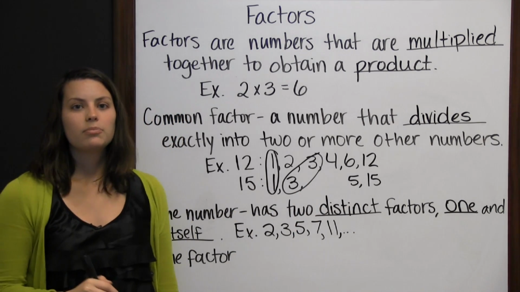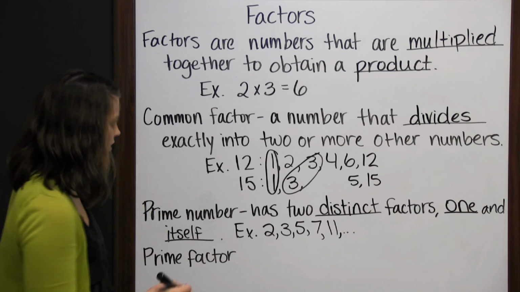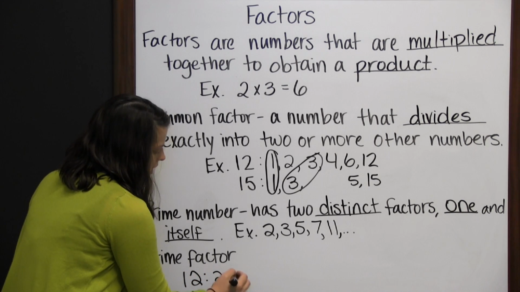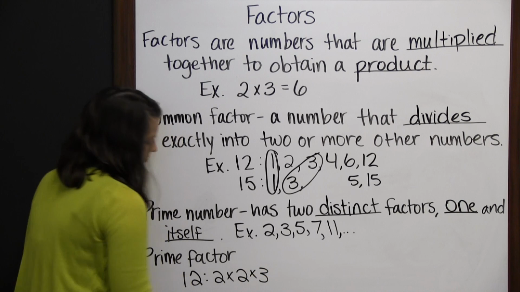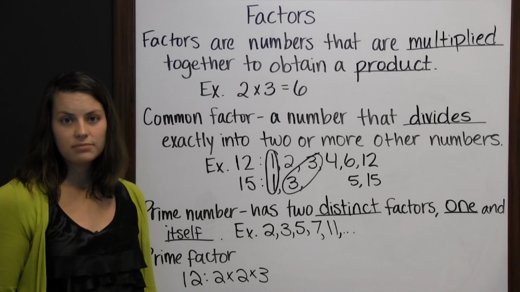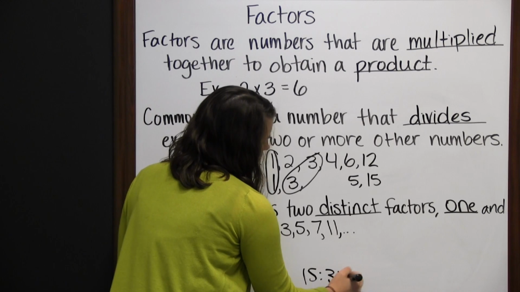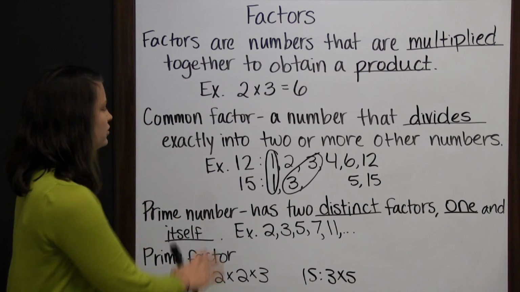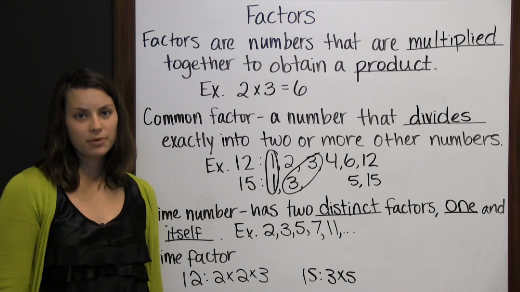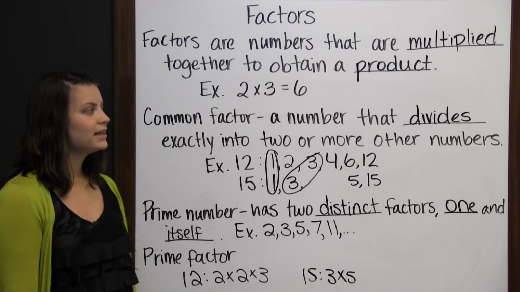You can also do prime factorization. The prime factorization of a number, for instance, the prime factorization of 12 would be 2 times 2 times 3. That's where you write the product of a number only using primes. And the prime factorization of 15 would be 3 times 5. Unlike just writing the factors of a number, with prime factorization, you use only prime numbers as factors to multiply to get the result of the product you are seeking.